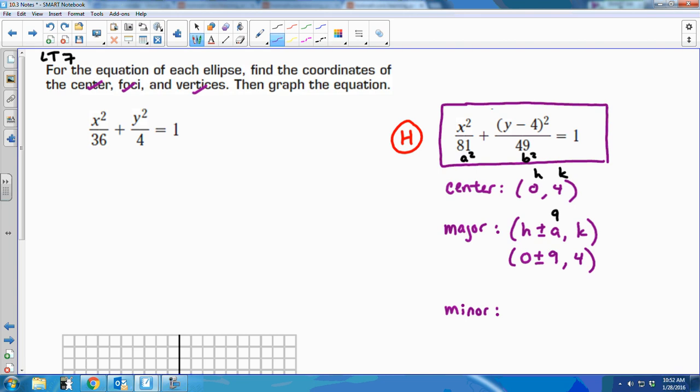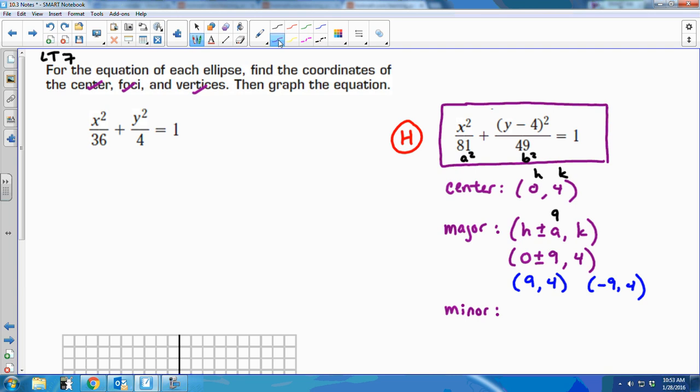These are generally going to be integer values, so I would like you to write these separately, because normally you're not going to have 0 plus or minus something. You'll have an actual number plus or minus something. So we have 2 points, positive 9, 4, and 1 at negative 9, 4. Questions about where those came from?